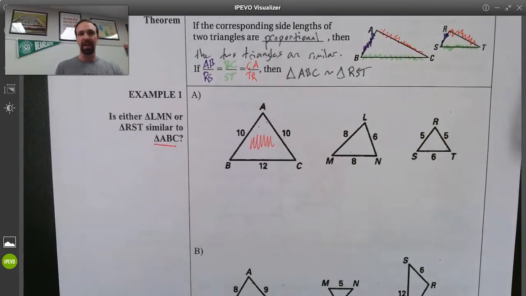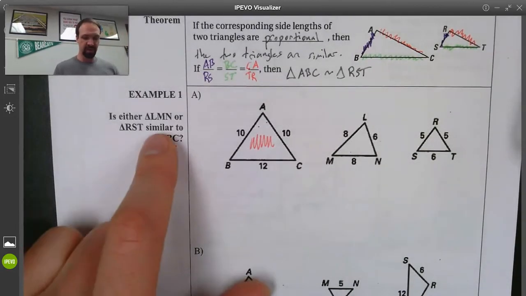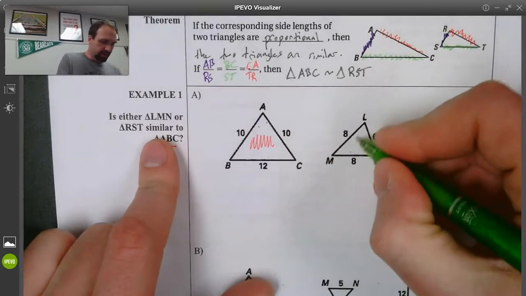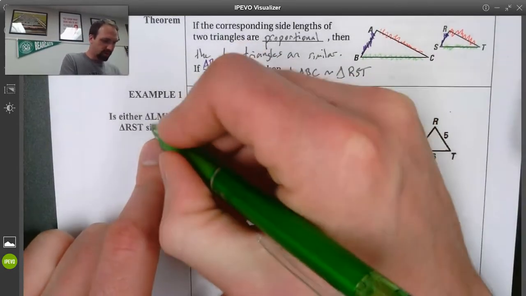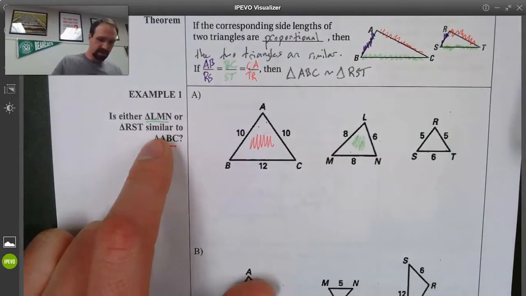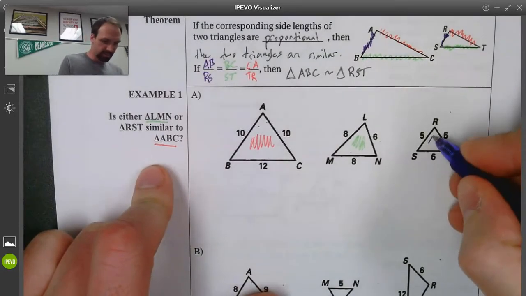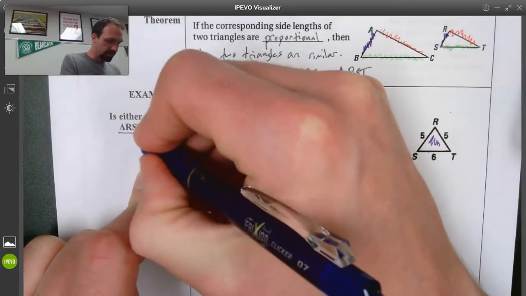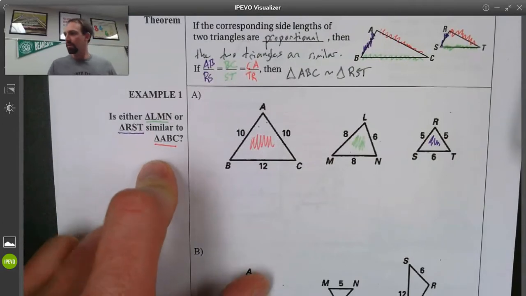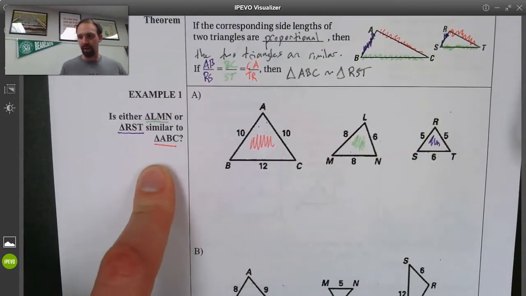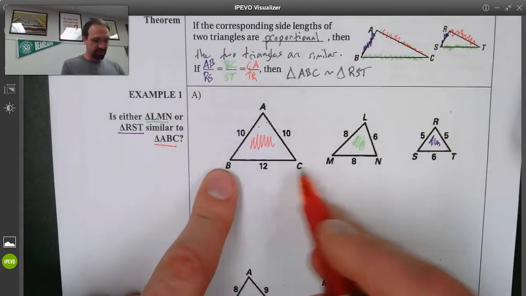Essentially, with that entire triangle, you want it to either be in the numerator for all of them, or you need to be in the denominator for all of them. You don't want to switch. If you switch, then you get messed up. And then I'll do light green for triangle LMN, and then purple for RST.